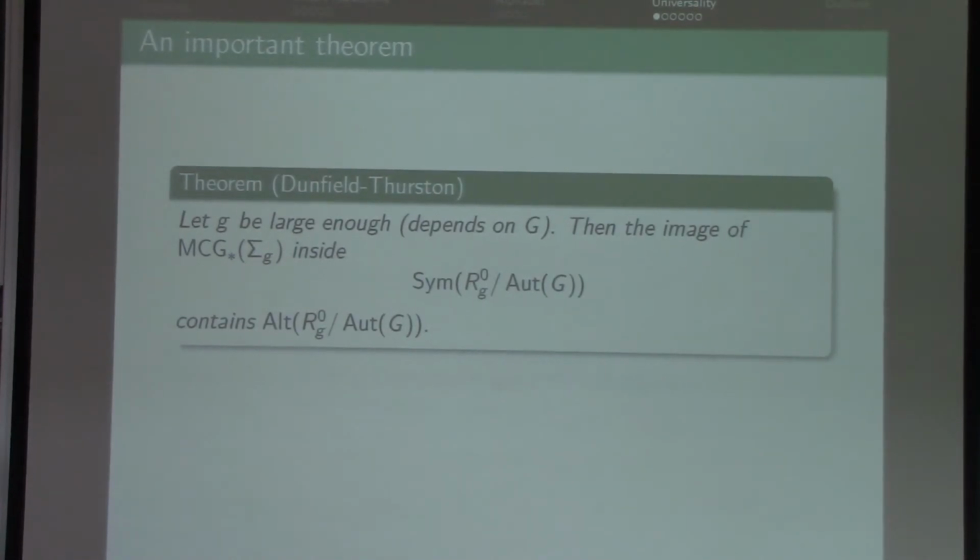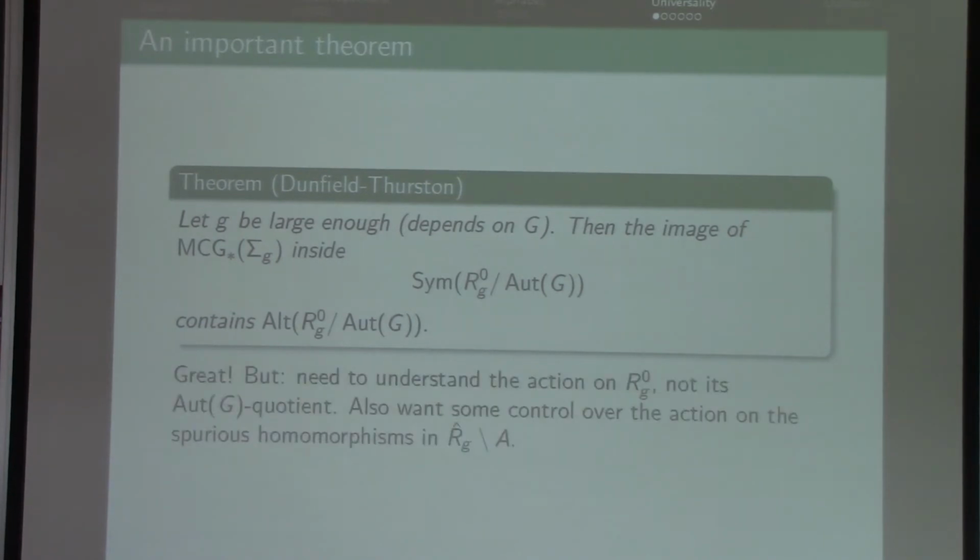So you get as much as you could possibly hope to get, right? The mapping class group couldn't possibly surject onto the full symmetric group because the mapping class group is perfect, and the symmetric group has a Z2 quotient. But you could hope for it to surject onto the alternating group, and they show it does. That's great. But as I indicated before, we need to understand a little bit more. We want to understand the action on R_G^0 and not the quotient by Aut G, and we simultaneously need some control over the spurious homomorphisms.